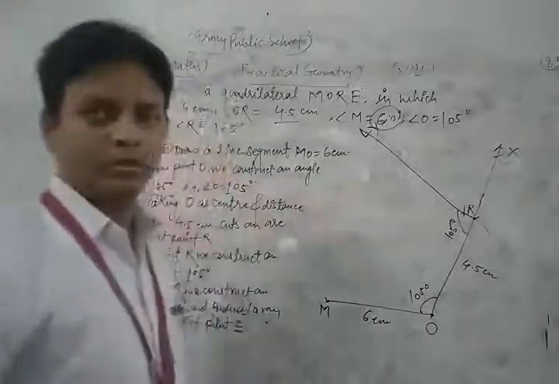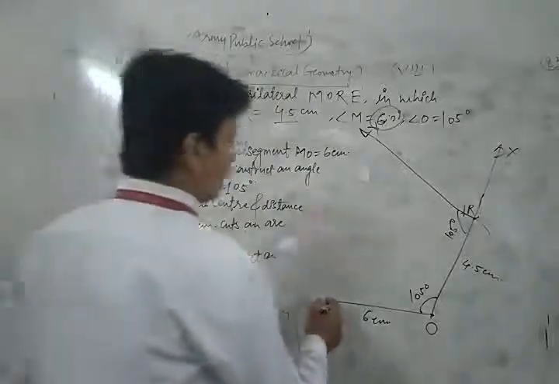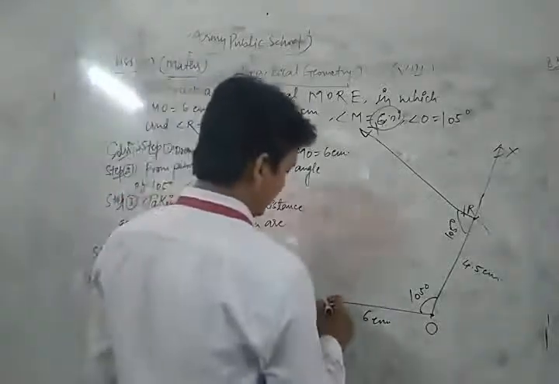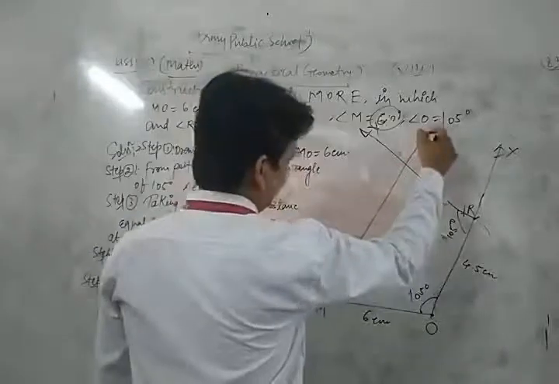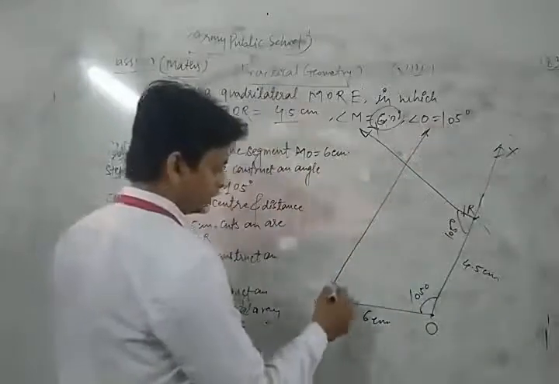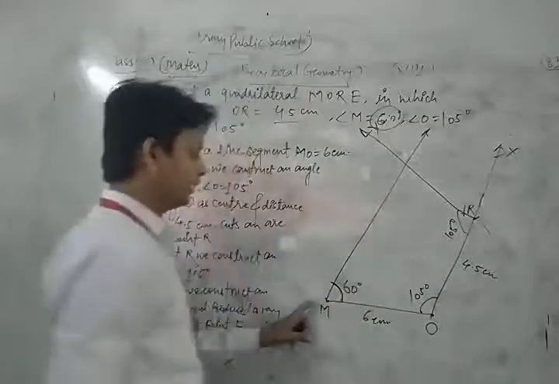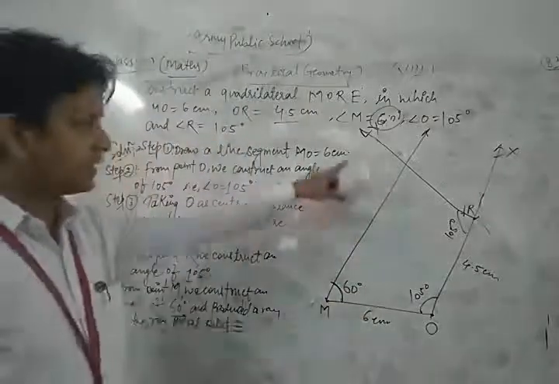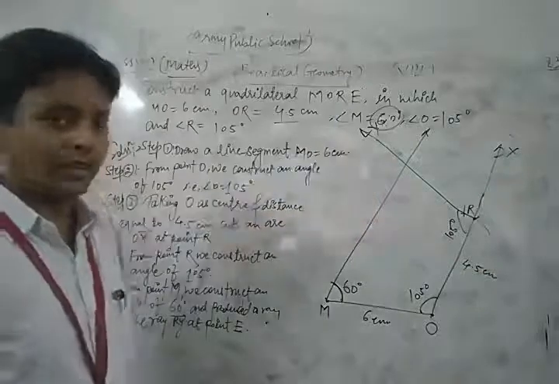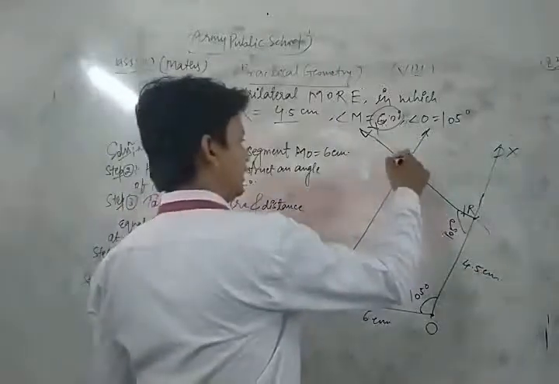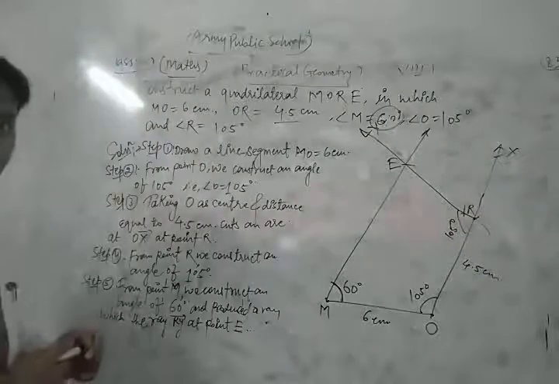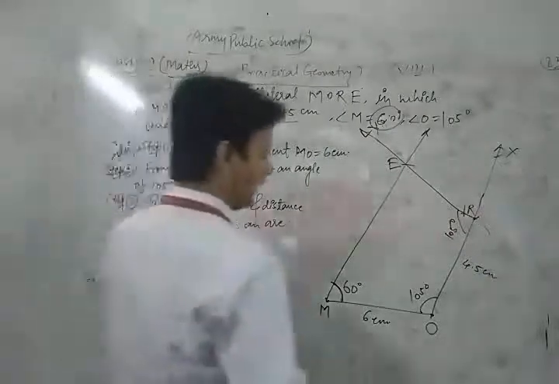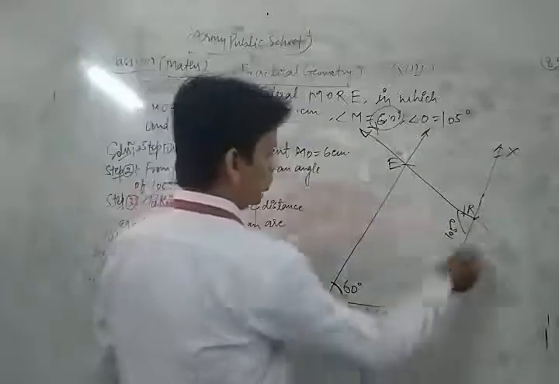Let's see, dear friends. From point M we draw an angle of 60 degrees. We construct an angle of 60 degrees from point M, which cuts the previous ray RY at point, suppose, E. At point E.